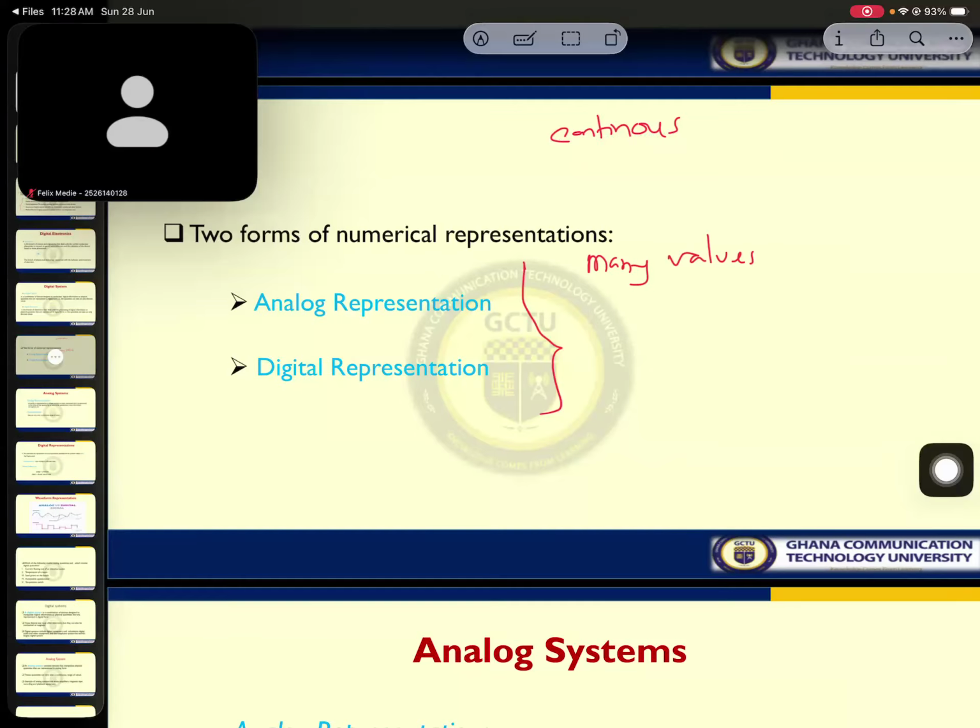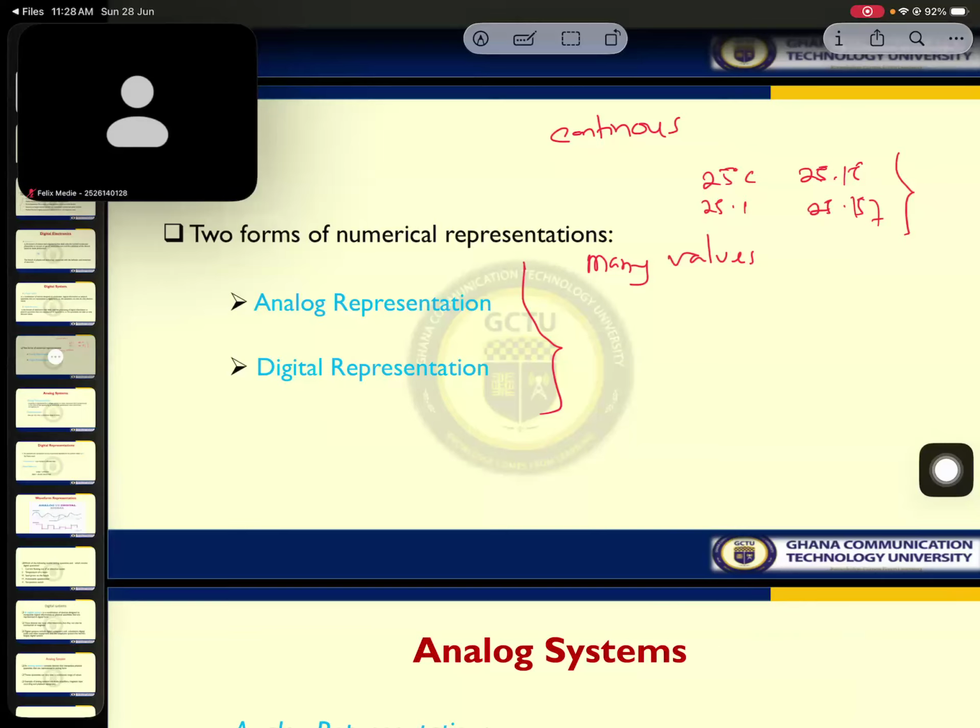Because I can basically have 25 degrees Celsius, which can also change to 25.1. I can have 25.15. I can have 25.157 degrees Celsius, meaning that the temperature values are increasing. And this is what analog is. It is analog because it takes many values within this particular range.